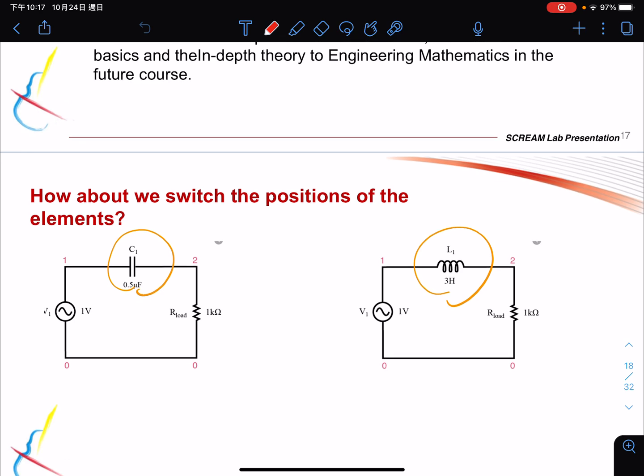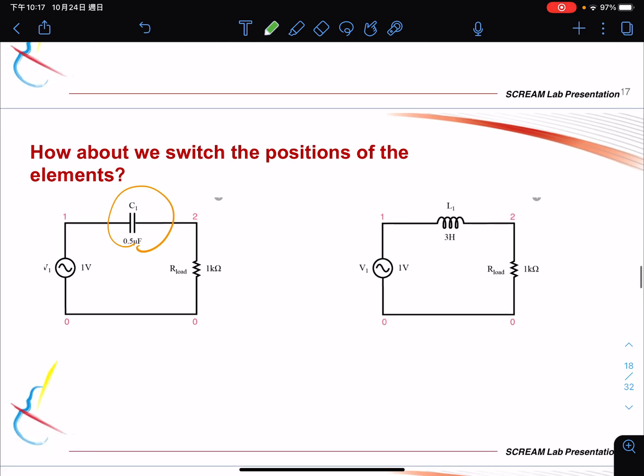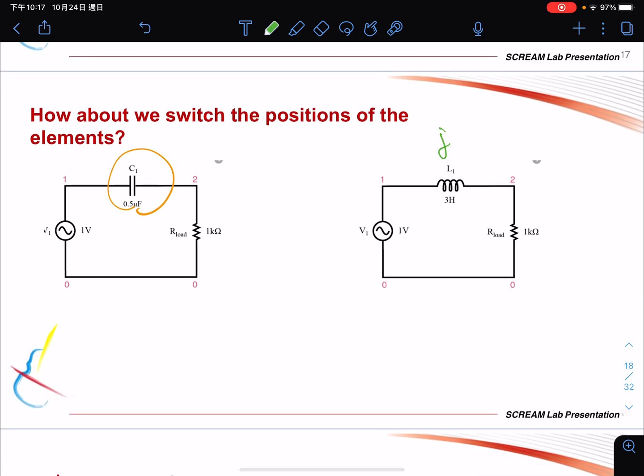So we can do one more example. For example, if we have a j omega L here, then we can still have the load here. Okay, so we can calculate the V out here. The V out will be equal to R over j omega L plus R, multiplied by V in.